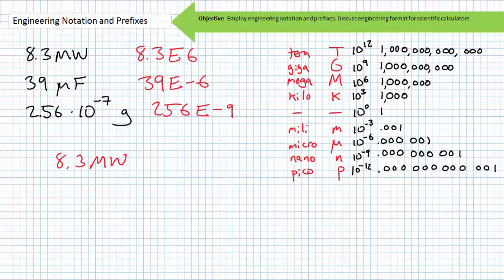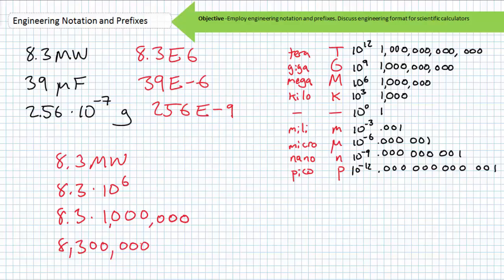8.3 megawatts could be represented as 8.3 times 10 to the sixth, where 10 to the sixth is a million. Therefore, this is 8,300,000. If you wanted to, you could enter 8, 3, and 5 zeros and then press enter. The calculator would return 8.3E6. Although effective, this seems very inefficient. Go straight into engineering format.